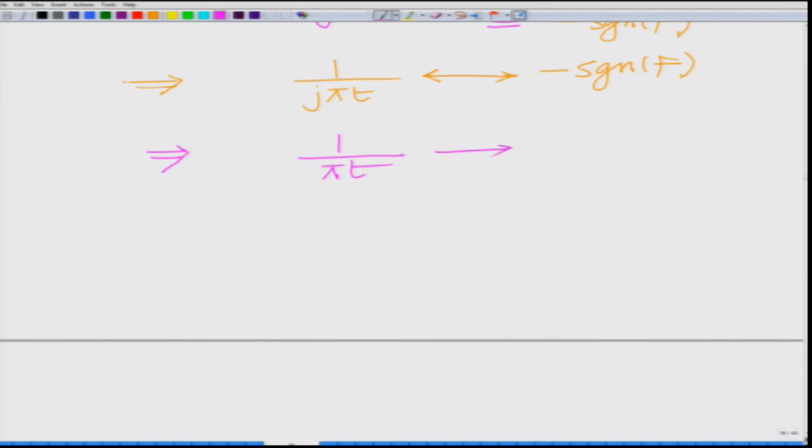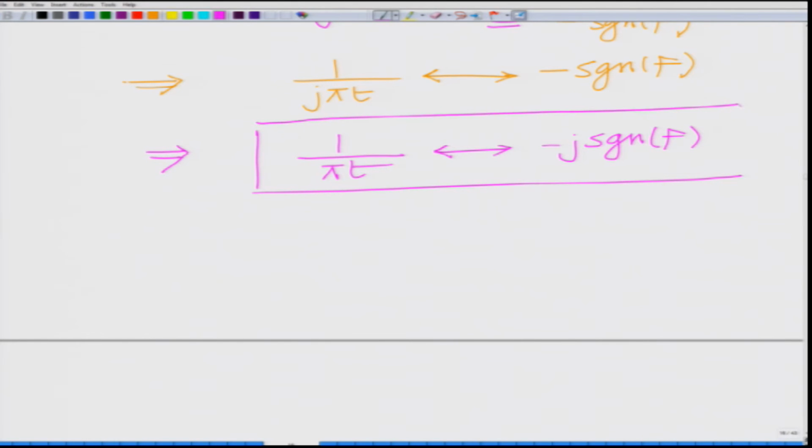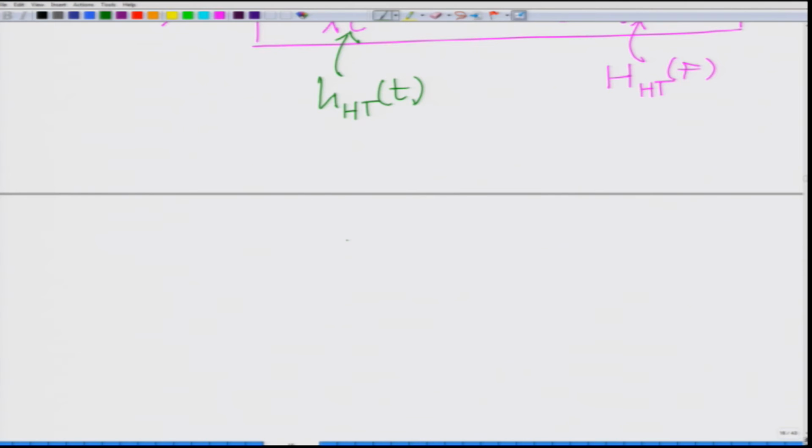1 by pi t has the Fourier transform minus j sgn f. Now, recall that minus j sgn f is nothing but the transfer function of the Hilbert transform, H_Q(f), which implies that 1 by pi t, which is the inverse Fourier transform of this, must be nothing but the impulse response of the Hilbert transform. Therefore, the impulse response of the Hilbert transformer is 1 by pi t, and that is what we have derived.